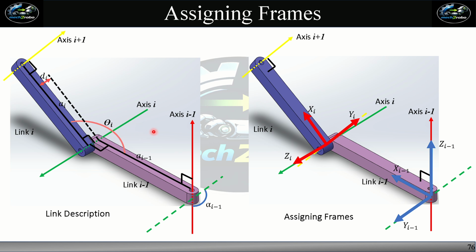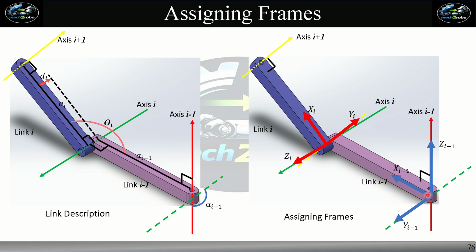The z-axis of a frame is always along the joint axis. In this link, the red arrow represents the joint axis i minus 1. So the frame i minus 1 joint axis is along this arrow. Similarly, the green arrow represents the second joint axis. So for frame i, the z-axis is along this joint axis, and our x-axis is always along the link length.